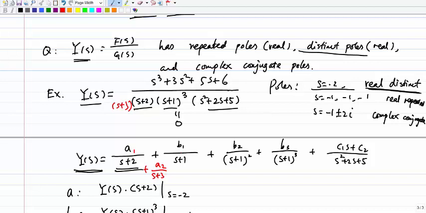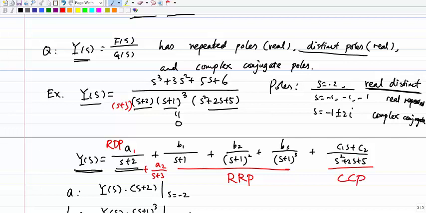So it's the same thing, okay? Then here the second one, you have repeated poles. You have b1 divided by s plus 1, plus b2 over s plus 1 squared, plus b3 over s plus 1 cubed. Okay, because this is for real distinct poles. This is for real and repeated poles, and this is for complex conjugated poles.